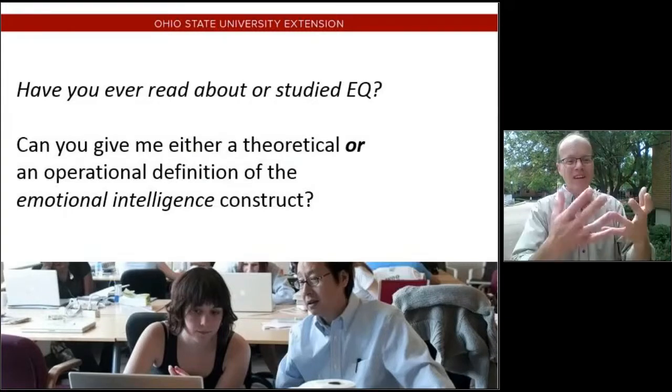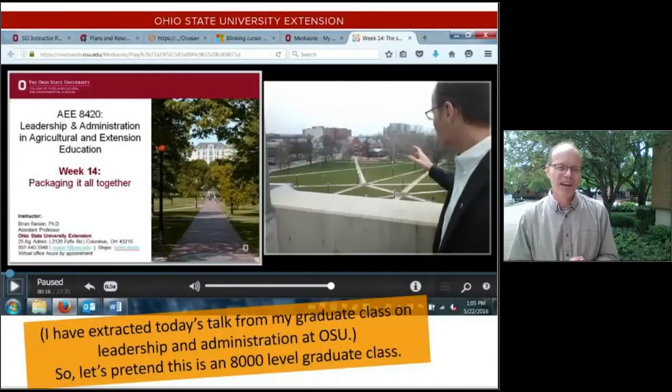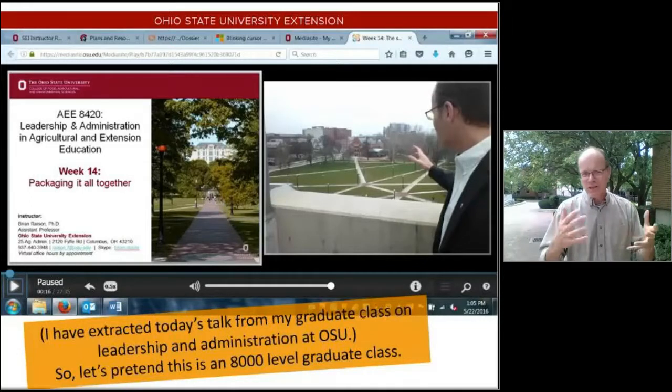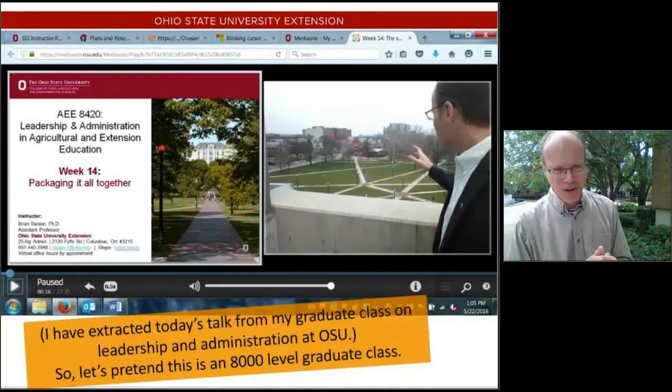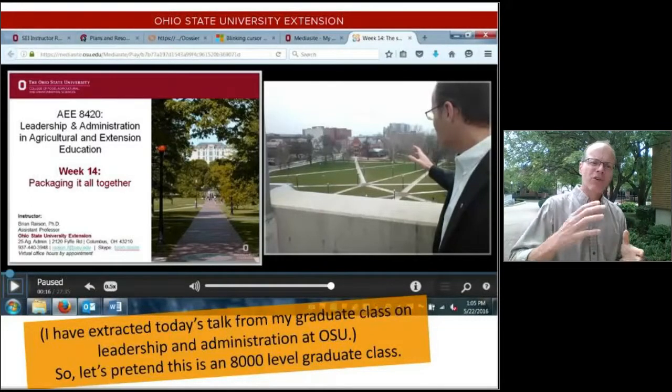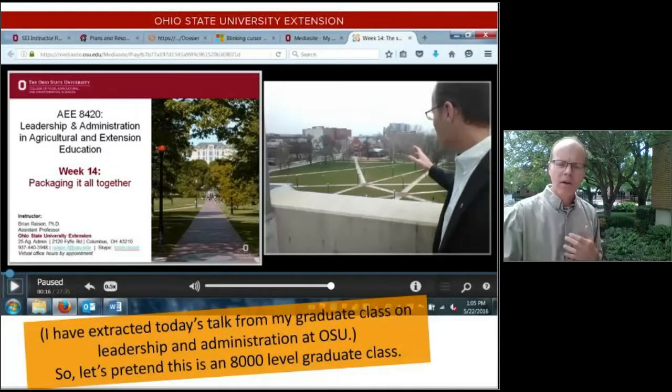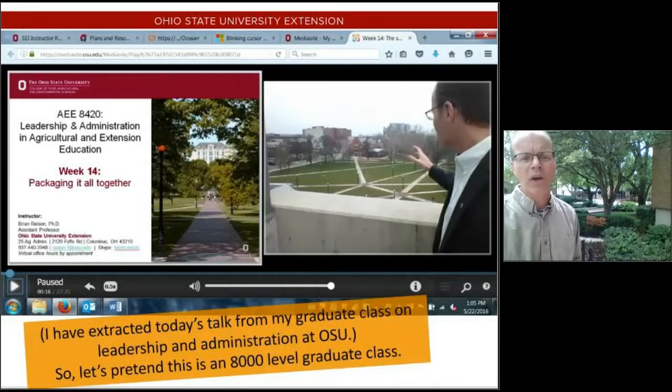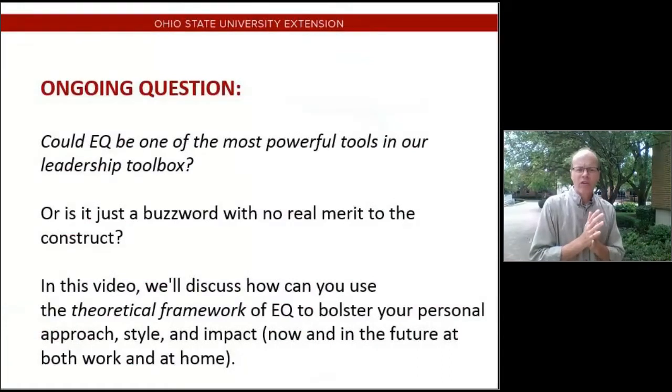This is extracted from a leadership class that I teach at Ohio State. It's a graduate level class. So we're not going to get a bunch into the theory. How's that for official? A bunch. But we want to talk about the practical applications of EQ. What does it mean? What does it look like? And how can you deploy it in your work, in your everyday life?